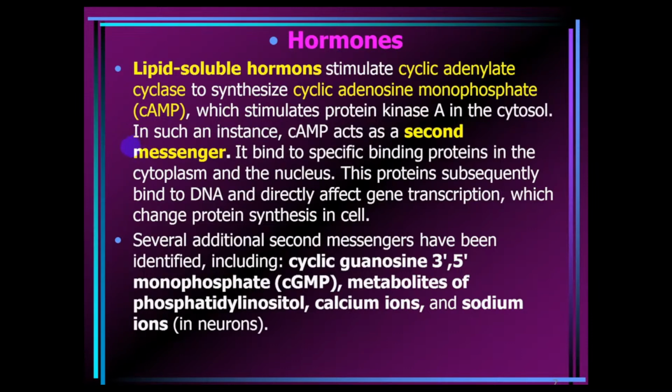That's why you can understand that the influence of the water-soluble hormone or steroid hormone is not simple. It changes the entire process in the cell, protein synthesis, and has a very deep influence on the cell and its activity. Examples of several additional second messengers include cyclic guanosine 3',5'-monophosphate, cGMP, metabolites of phosphatidylinositol, calcium ions, and sodium ions in neurons, and some others, of course.